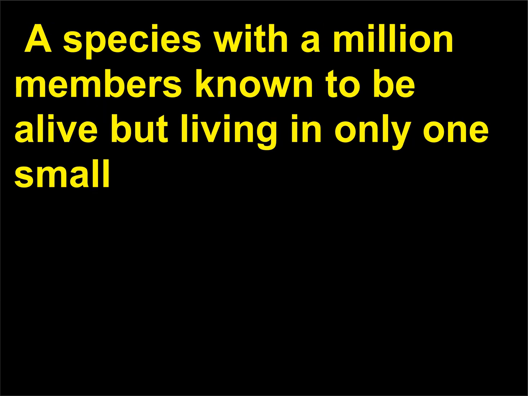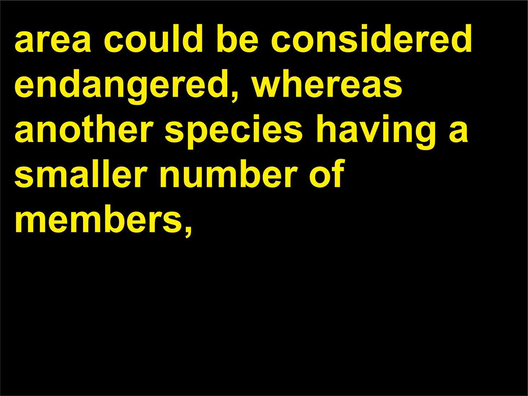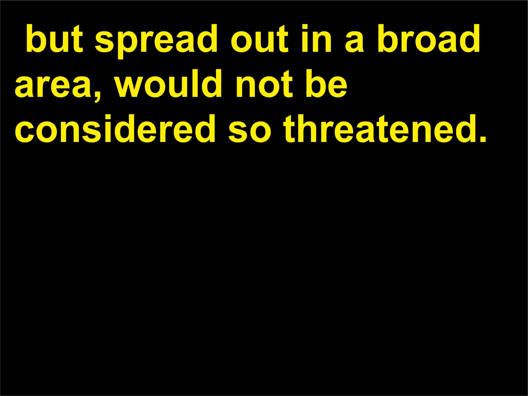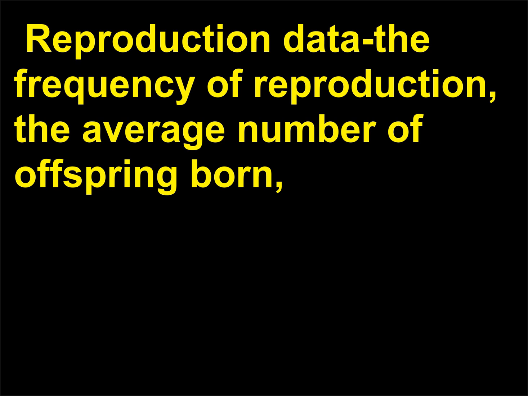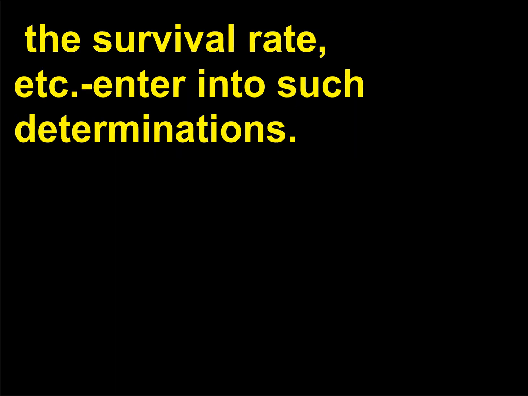A species with 1 million members known to be alive but living in only one small area could be considered endangered, whereas another species having a smaller number of members, but spread out in a broad area, would not be considered so threatened. Reproduction data: the frequency of reproduction, the average number of offspring born, the survival rate, etc. enter into such determinations.